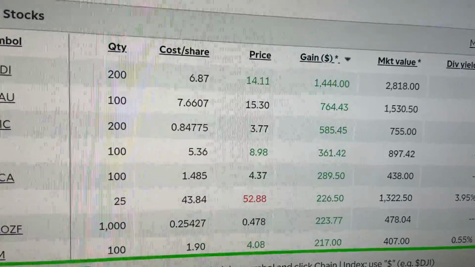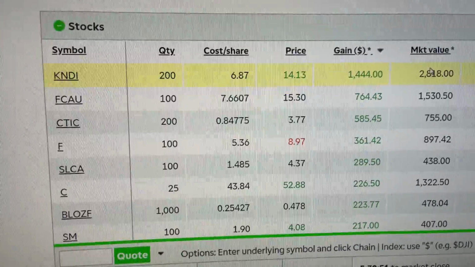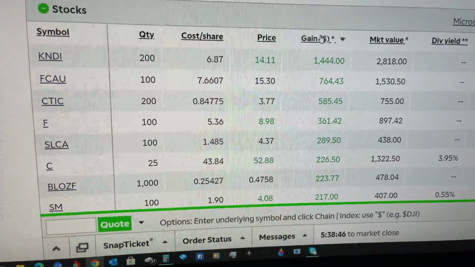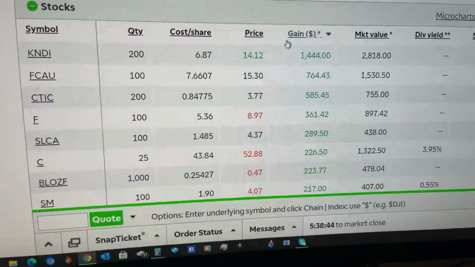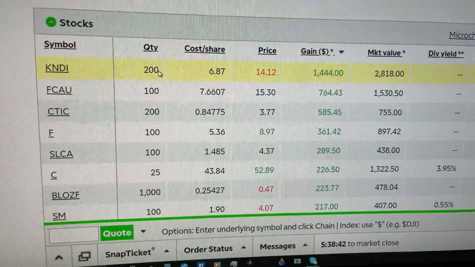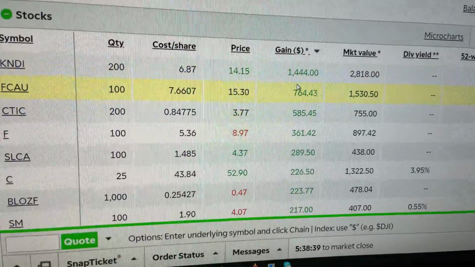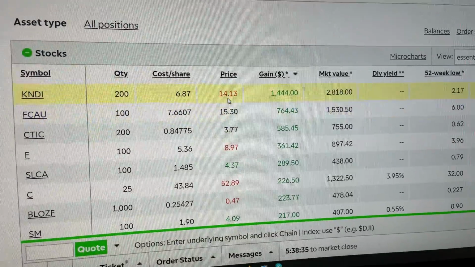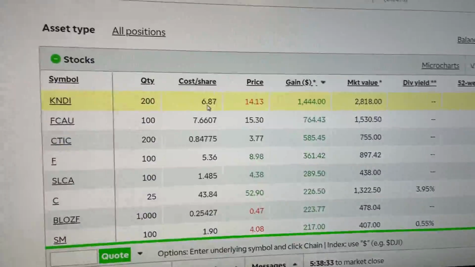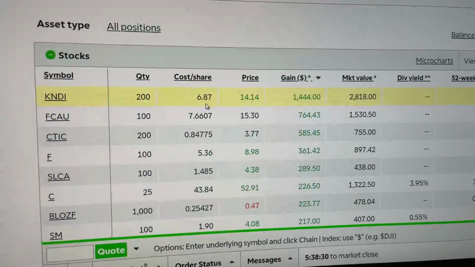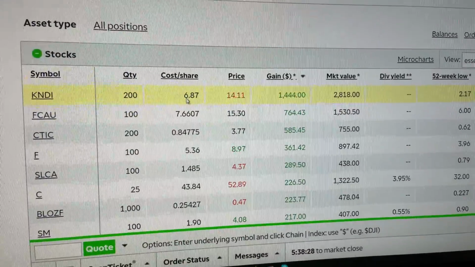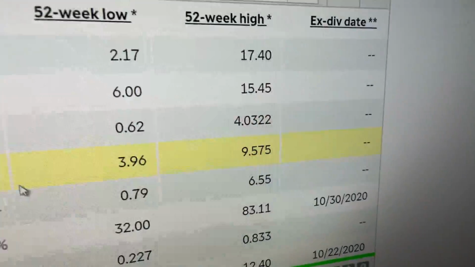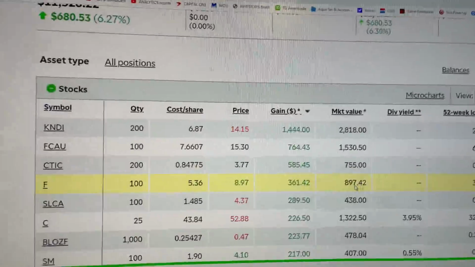These are the positions that I'm using for this experimental account. So, CANDY right here in this account. Now, I own more CANDY, but I own it in a different account. CANDY, I have 200 shares. Right now, the gain is $1,444. The current price of CANDY is $14.13. As you can see, cost per share was $6.87. I have doubled my money in CANDY right now. Thus far, the 52-week high is $17.40.